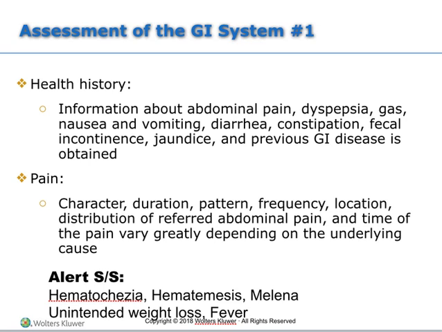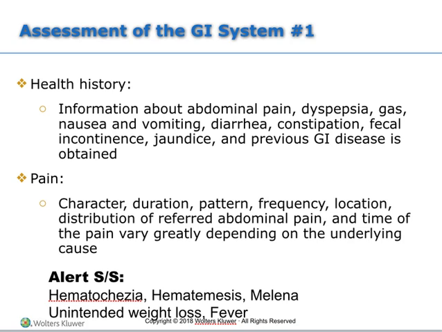Third one is melena, which is a dark, tarry stool, most commonly caused by digested blood. If they have unintended weight loss and fever, all of those things are red flags that we need to do a good assessment and report to the physician.